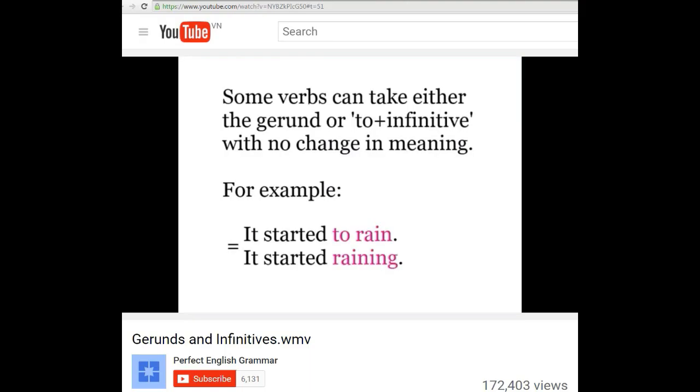Some verbs can take either the gerund or to plus infinitive with no change in meaning.